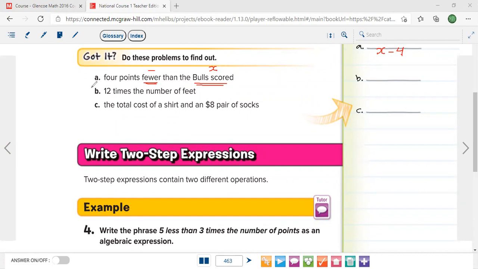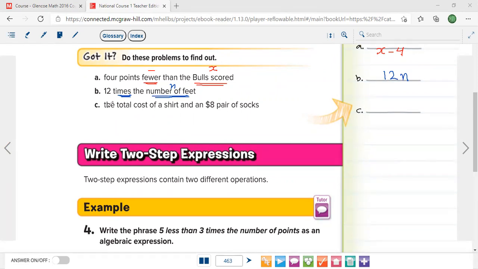Another problem, B. 12 times the number of feet. So let's say that the number of feet will be, for example, n. 12 times, times means multiply, so this will be 12n.